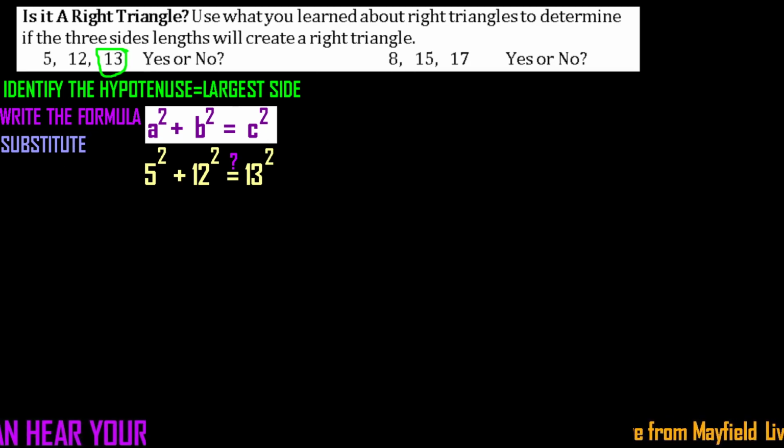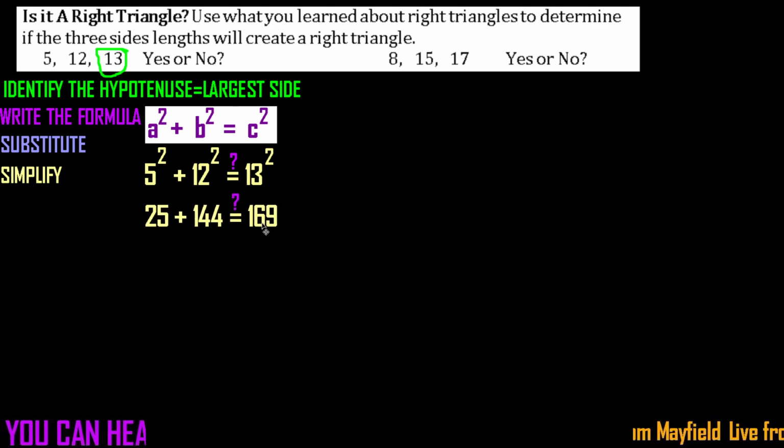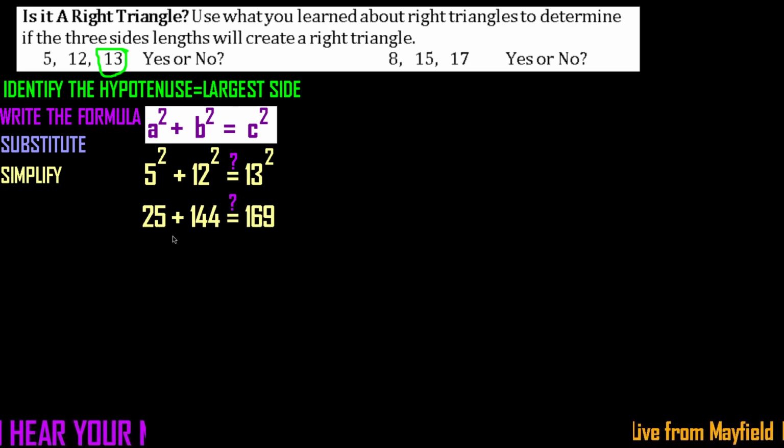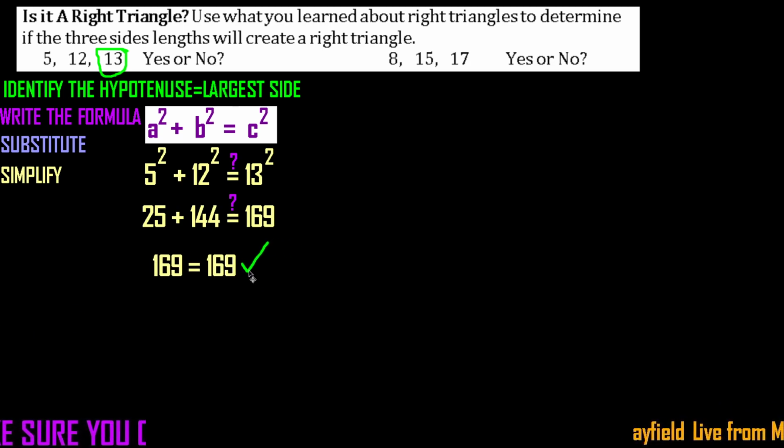And lastly, we can just simplify. So again, working left to right, make sure you can simplify carefully. So we're going to say 5 squared is 25, and 12 squared is 144. So again, we're going to say 25 plus 144, is that equal to 169, because we're trying to confirm that this is a true statement. If you simplify it carefully, you will know, yes, since this is equal to each other, we know this is accurate. So we'd say, yes, this does form a right triangle.